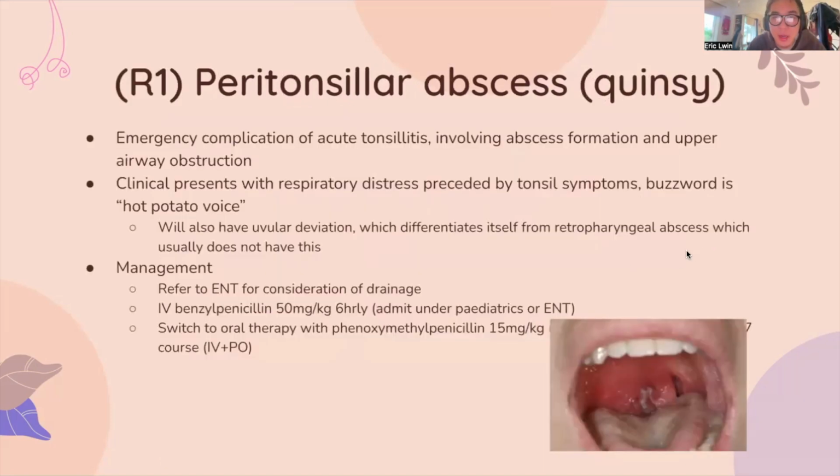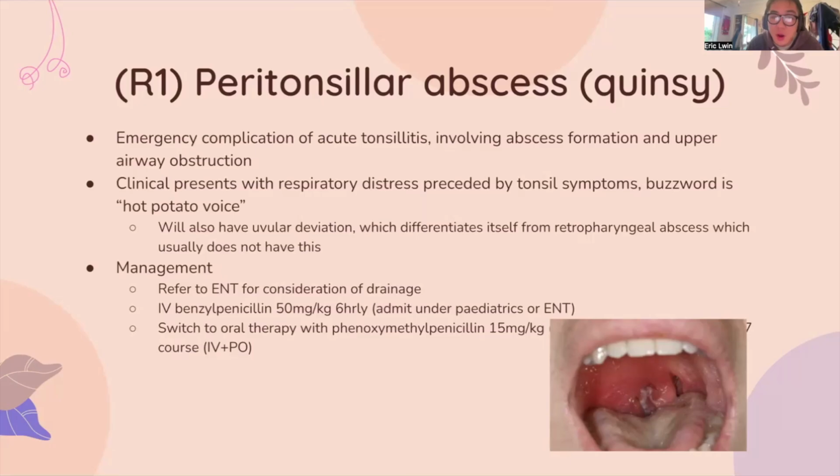Okay, next condition is peritonsillar abscess, which is also known as quinsy. This is an emergency complication of acute tonsillitis involving abscess formation and upper airway obstruction. So this would require very urgent management. And clinically, the child may present with respiratory distress preceded by tonsil symptoms.